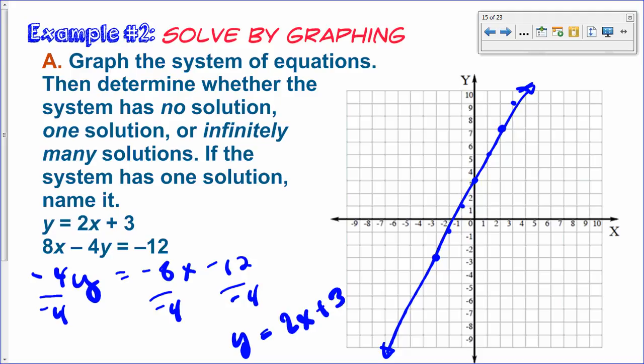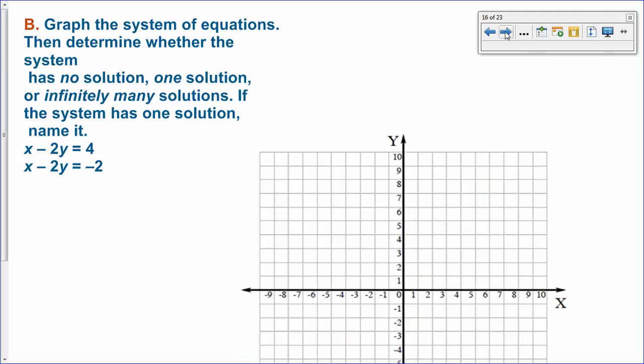Okay, what do you notice here? Same one. We're the same. So what's that mean, Paris? Infinitely many solutions, right? They're consistent. Good. Pretty easy, right? So far? Everybody got that one? Okay, graph the system of equations, do the same thing, all right?